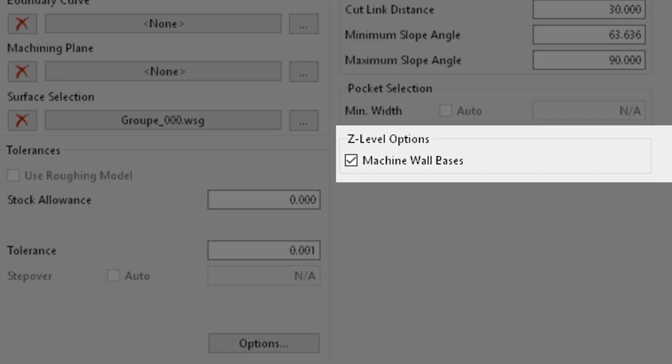WorkNC 2019 R1 also introduces the machine wall basis option. This option allows the toolpath to create an additional pass at the base of walls.